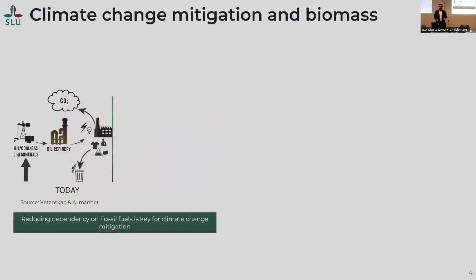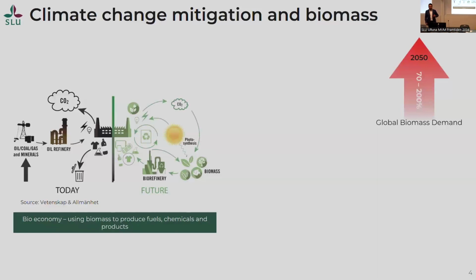Our global economy runs on fossil fuels, which are one of the major sources of these greenhouse gas emissions. And reducing dependency on these fossil fuels for both fuel and for products is one of the key strategies for climate change mitigation. One of the ways that is suggested to reduce our dependency on fossil fuels is to replace fossil fuels as the source with biomass. The benefit being that the CO2 emitted during the use phase of the biomass is already taken up during its growth. And with the current policies and strategies that are in place, it is estimated that global biomass demand in 2050 will increase by 70 to 200% compared to what it is now.